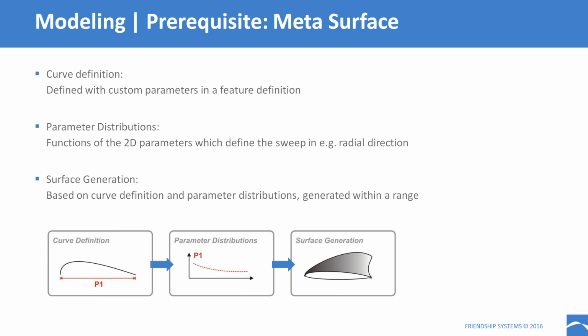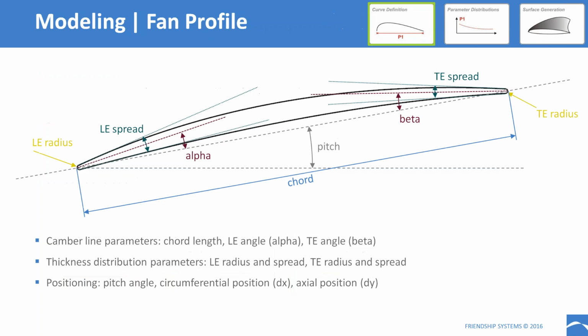The second step is to define how the parameters of the cross-section change in the direction of the surface and describe these changes with distribution functions, and then we connect these two pieces of information and are able to generate the surface. So now, as a first step, I would like to go into the first part of this meta-surface modeling.